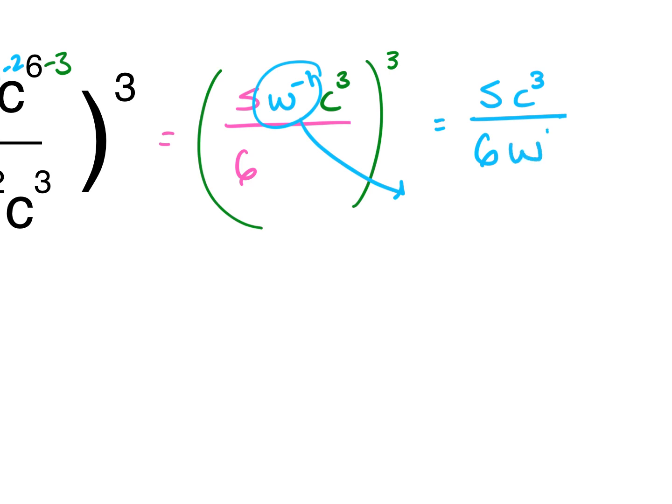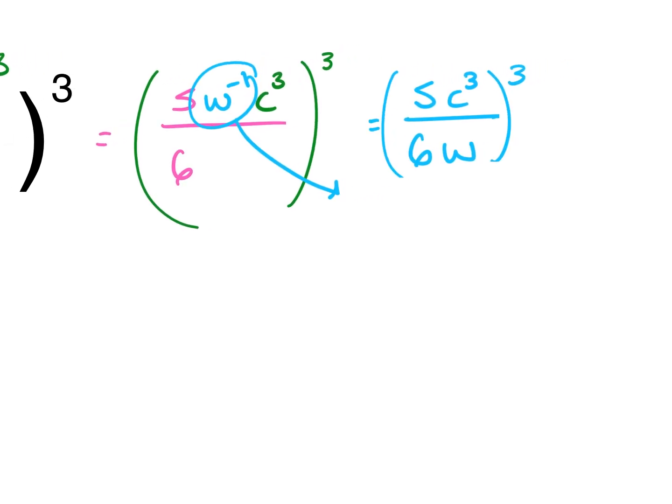And now we have w to the 1st power, which we don't have to write the exponent if it's just 1. So just w. This is still to the 3rd power. What would we do next? Awesome. What is the 3rd power getting distributed to? 5. The c. What else? 6. And the w. Perfect. It gets distributed to everything inside.